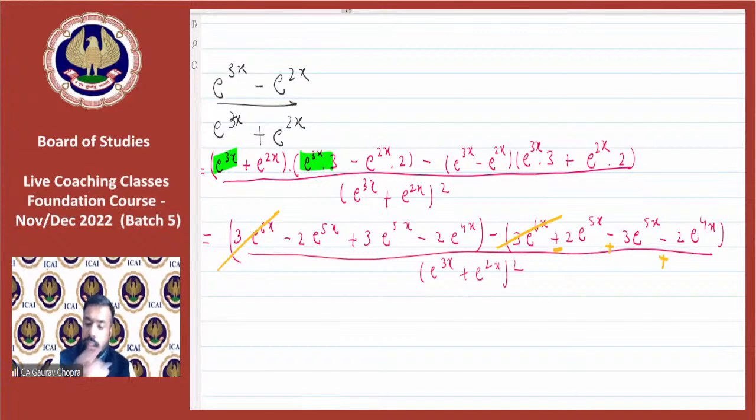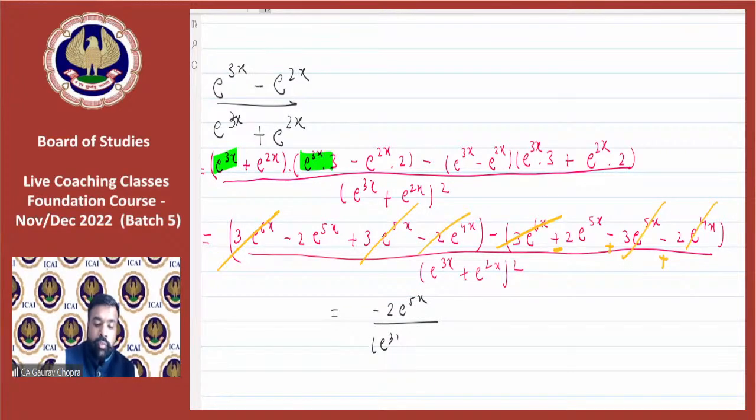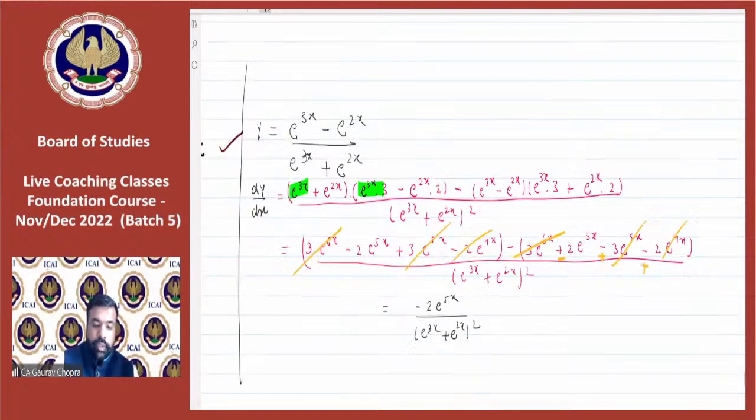So can we cancel the 2? No, 2 will not get cancelled. This 3 will get cancelled. And then the fourth one, it is negative and negative, it will also get cancelled. So we are left with minus 2 e to the power of 5x upon e to the power of 3x plus e to the power of 2x, whole square.